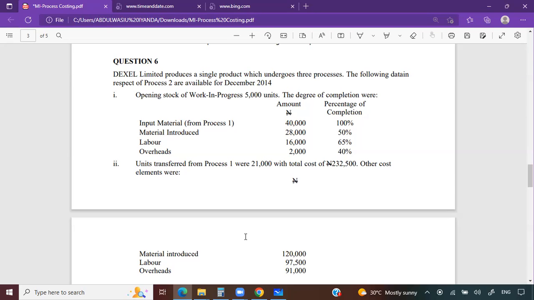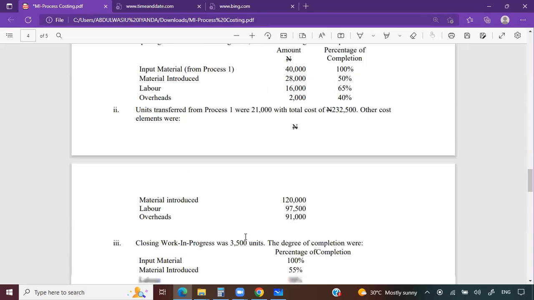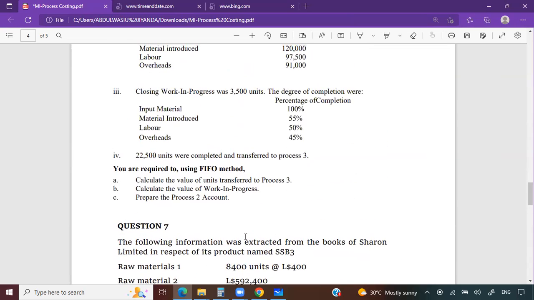Now look at this question. Alex Limited produces a single product. The requirement says you are required to use FIFO, which is the best method that we have. Calculate the value of units transferred to process 3, calculate the value of work in progress, and prepare the process 2 account.